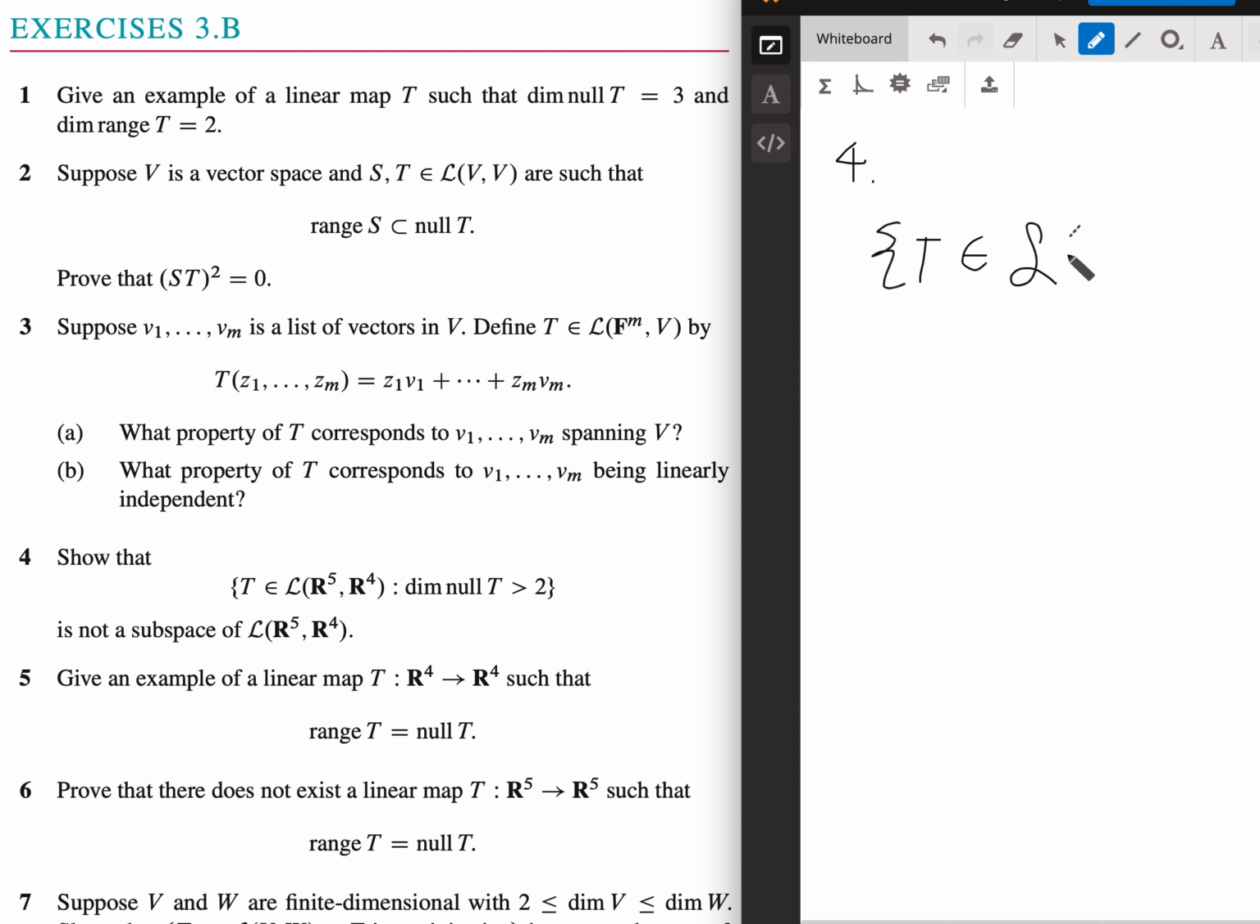Right, so let's take a look at this. The dimension of the null space of T is greater than 2. It's not a subspace. Okay.